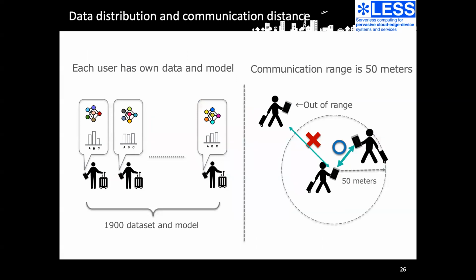We assigned different training data and models to each of those 1,900 users' trajectories, and all the users updated their model with either FedTour or the gossip method. All devices can communicate with each other when they are within a 50-meter radius of each other.